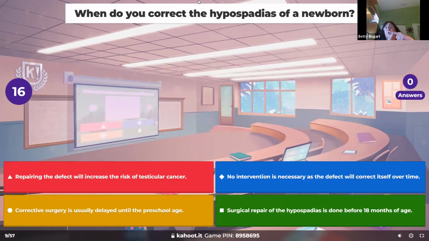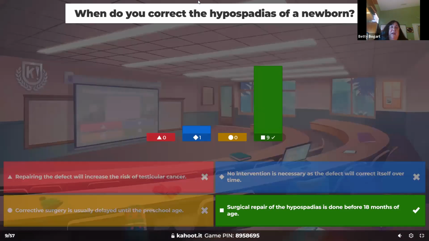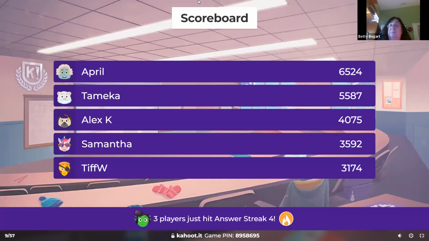Remember, that's the opening of the urethra on a male, on the penis. It's down here. It's not on the tip. And I think the key is before they're being potty trained. So before 18 months. Yes, very good.